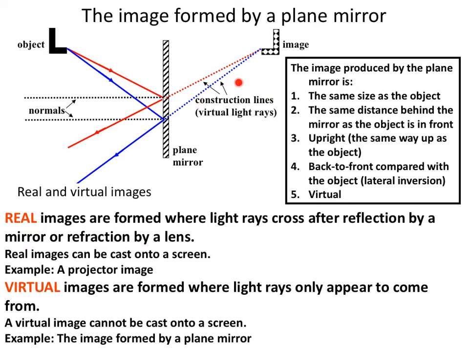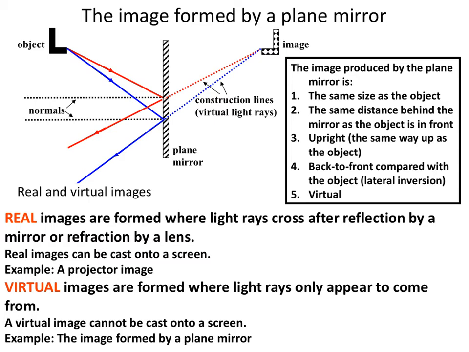These are construction lines, so that's not really where the light ray comes from, but it's where we see the light ray coming from if we look into the mirror. So we'd imagine that the object would be inside the mirror. You need to be aware that the image produced by a plane mirror is the same size as the object. It's the same distance behind the mirror as the object is in front of it. It's upright, so it's the same way vertically, but it's back to front compared to the object, so it's laterally inverted. And it's a virtual image. It doesn't really exist. You can't project it onto a screen, but you can see it inside the mirror.